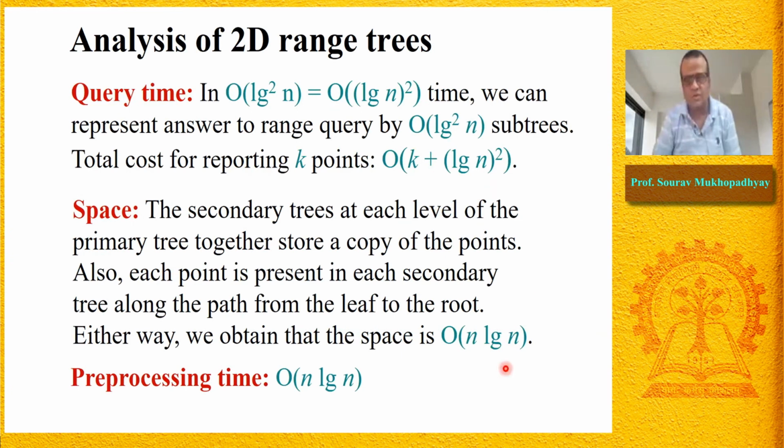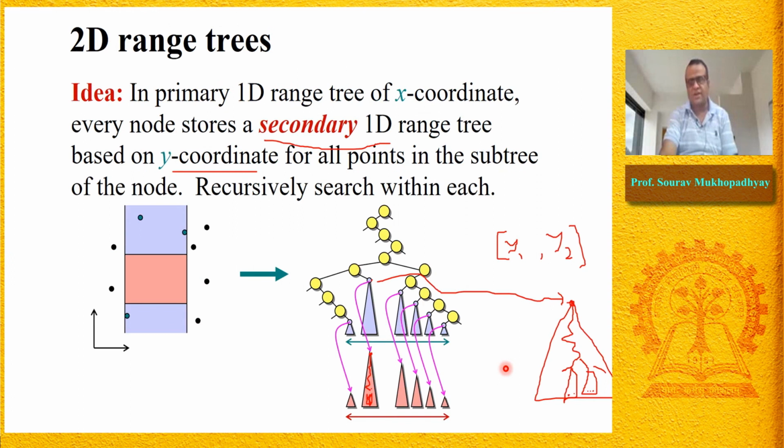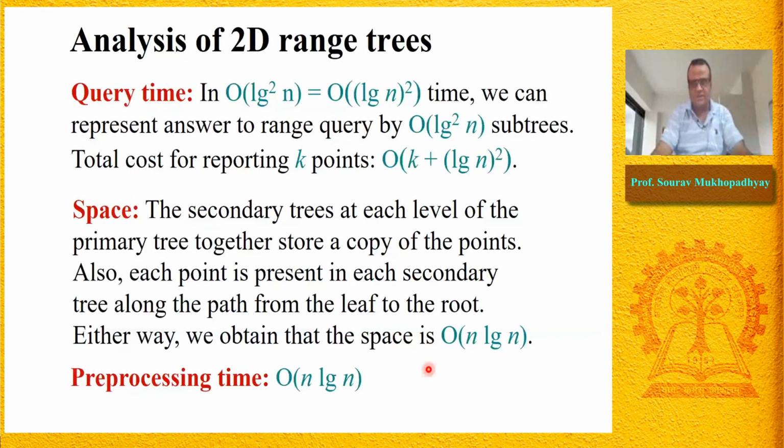Space is also similar, since for each of these points we have a secondary data structure. Each of these points has another tree. So if there are n points in the leaves, the space is n log n. And preprocessing is just 2D, so we are doing this two times. One is the primary tree, that is also n log n, and one is the secondary range search tree, which is also n log n. So it is order of n log n.